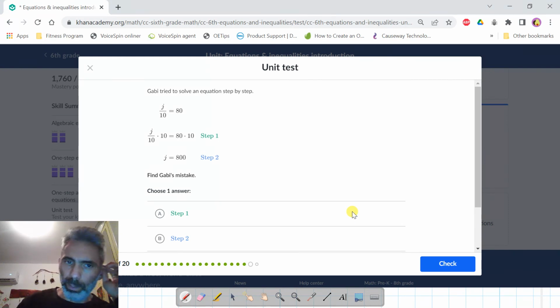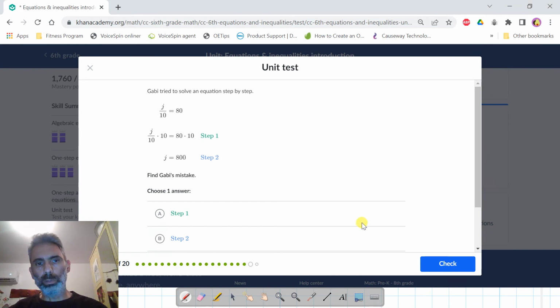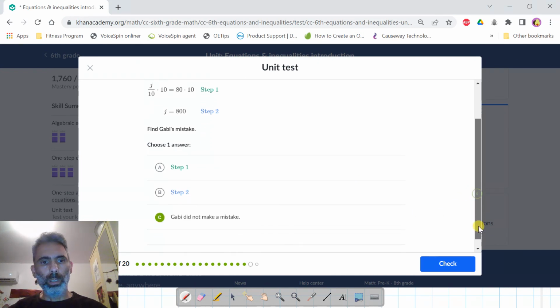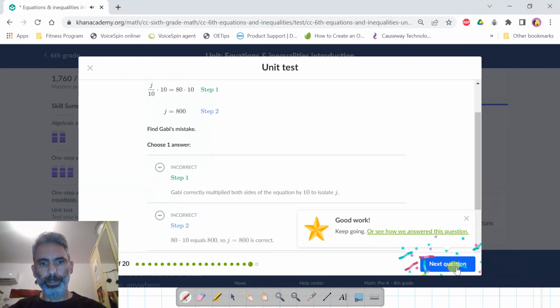Okay, we can verify this. If we plug in 800 instead of j, 800 divided by 10 is 80, so it means that step 2 is correct. So he didn't make any mistakes.